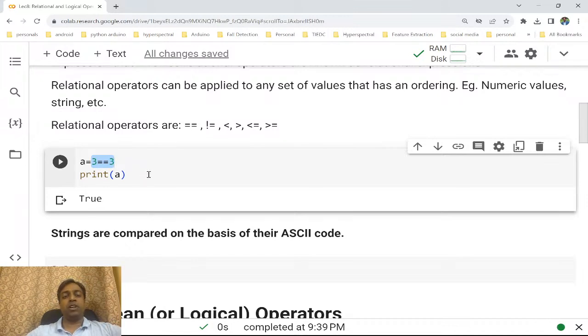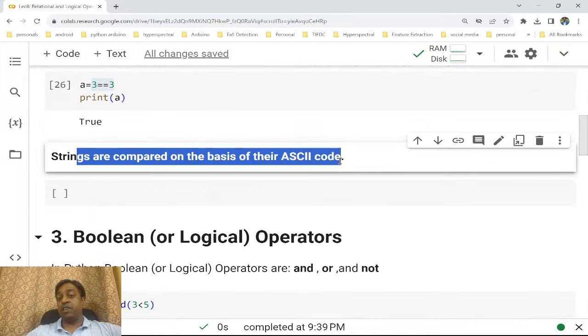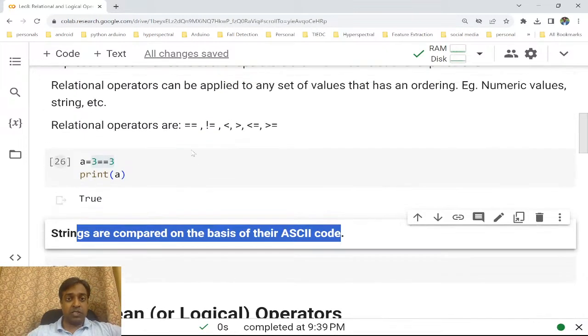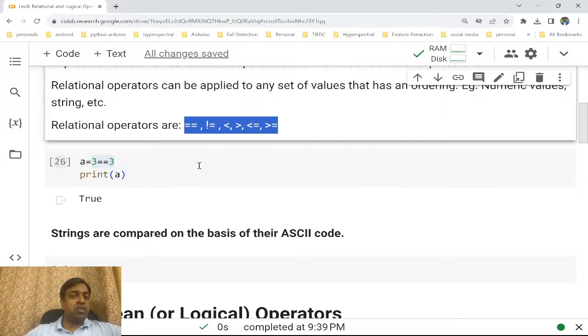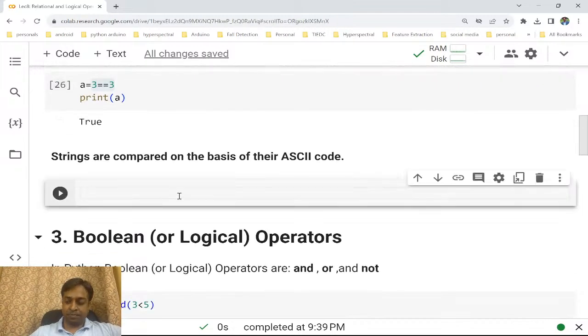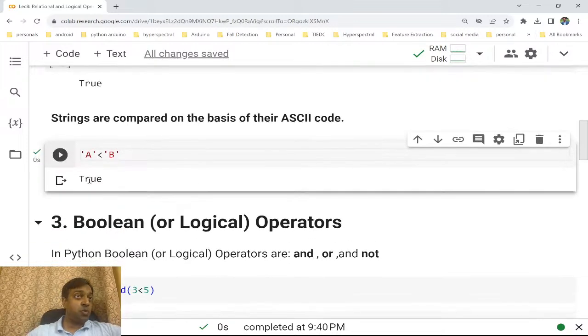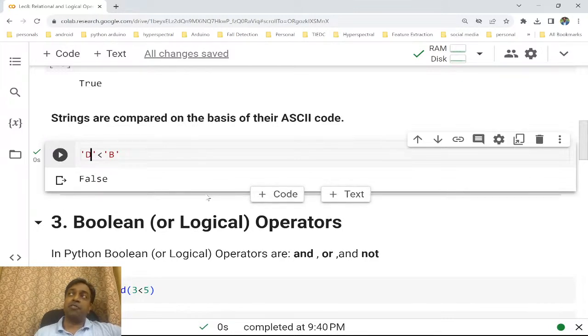Now coming to this, strings are compared on the basis of ASCII code. So what is ASCII code? This I am going to tell you later in one of the lectures. But now all these relational operators can also be used to compare strings. For example, if I say A less than B, you can see the answer is true. Alphabetically, A comes before B, so the answer is true. If I write D less than B and execute, the answer is false because alphabetically D comes after B, right?